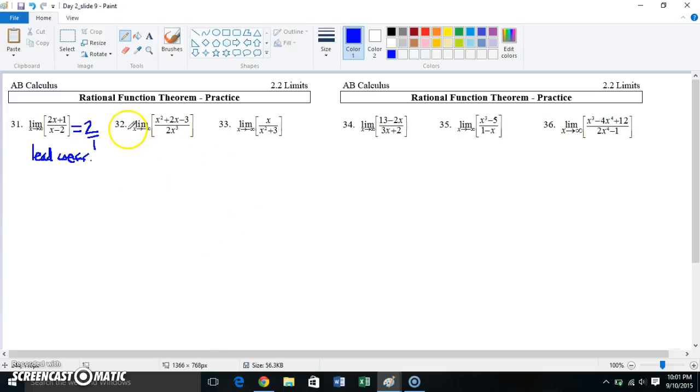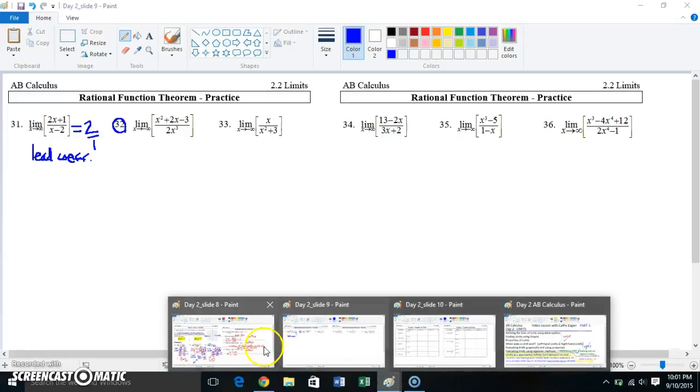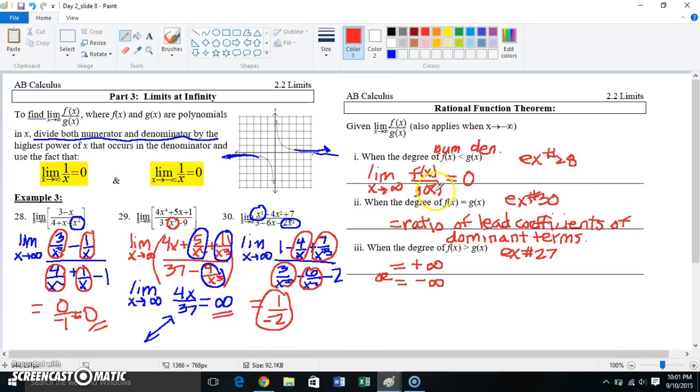Okay, number 32. The limit as x approaches infinity. This time we have polynomial over polynomial. The degree of the numerator is less than the degree of the denominator. What do we say happens if the degree of the numerator is less? Oh, it always goes to 0.